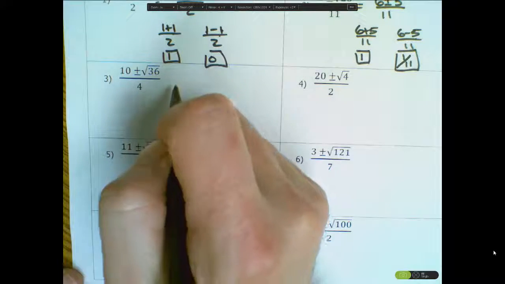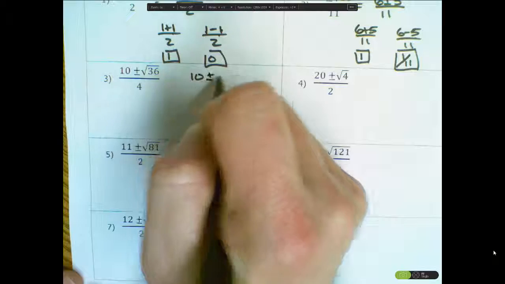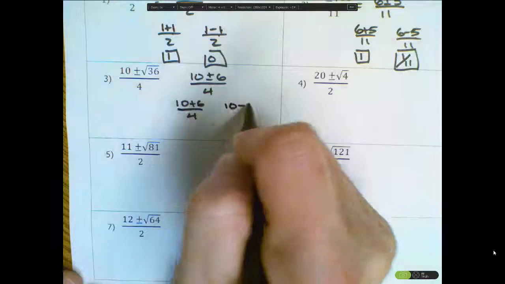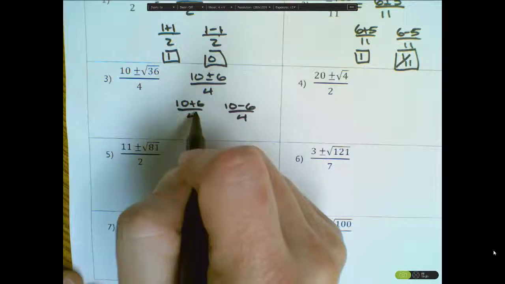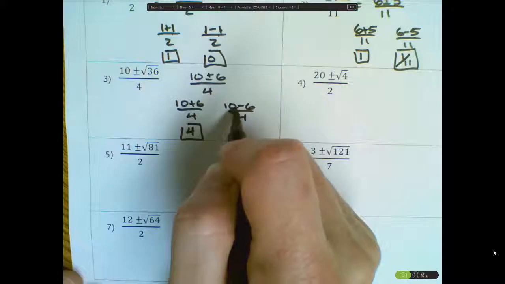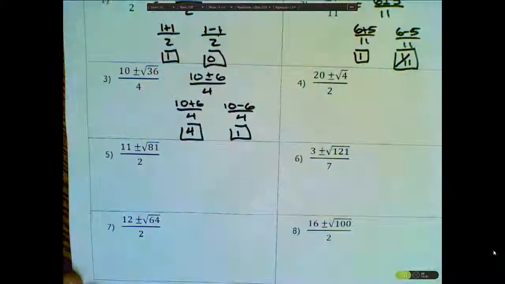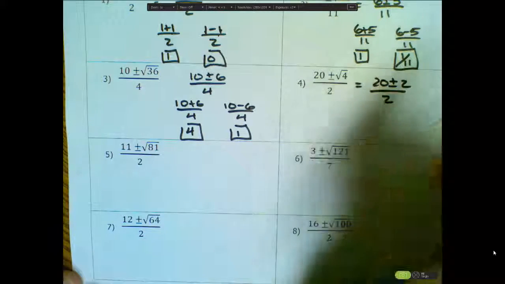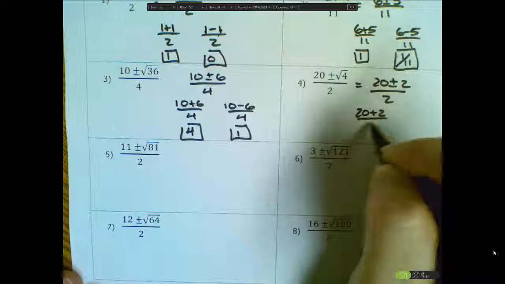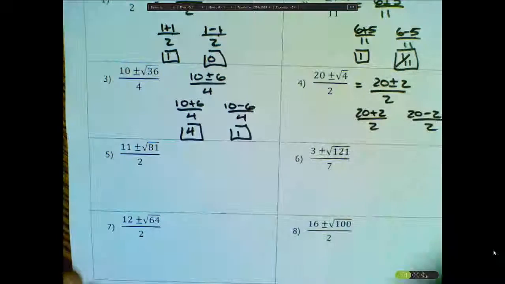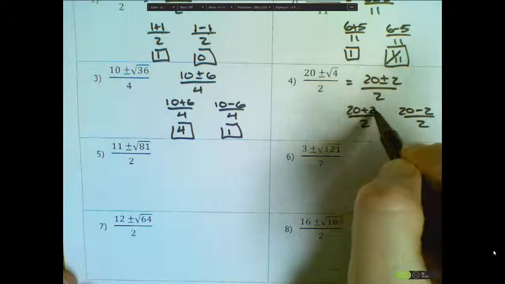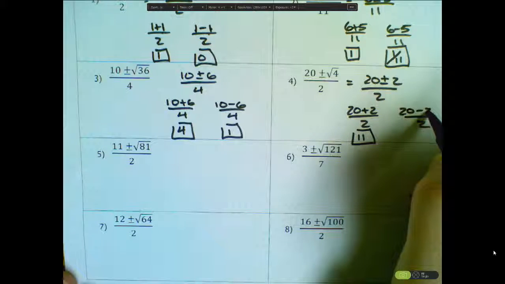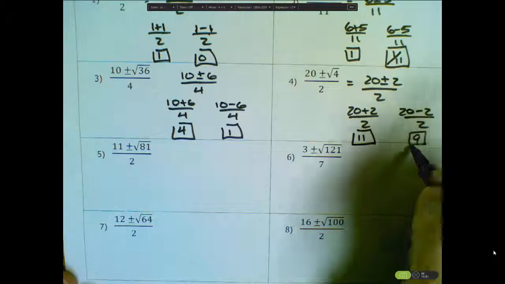Moving along here, so here I get 10 plus or minus 6 divided by 4. 10 plus 6 divided by 4. 10 minus 6 divided by 4. 16 divided by 4 is 4. 4 divided by 4 is 1. 20 plus or minus 2 over 2. 20 plus 2 over 2. 20 minus 2 over 2. 20 plus 2 is 22. 22 divided by 2 is 11. 20 minus 2 is 18. 18 divided by 2 is 9.